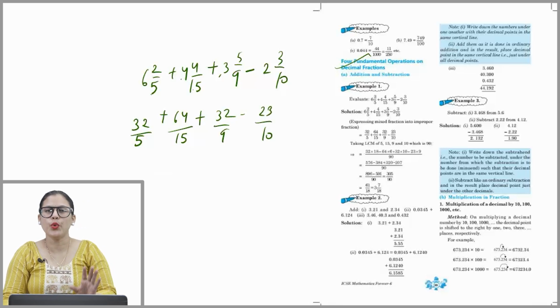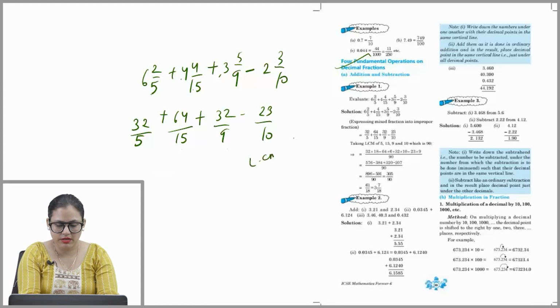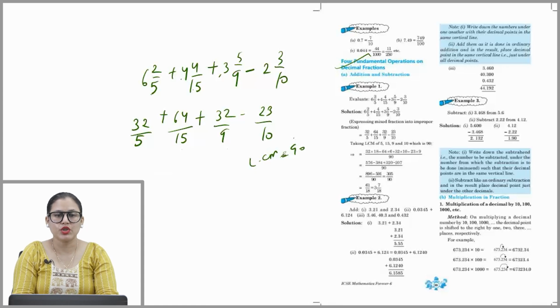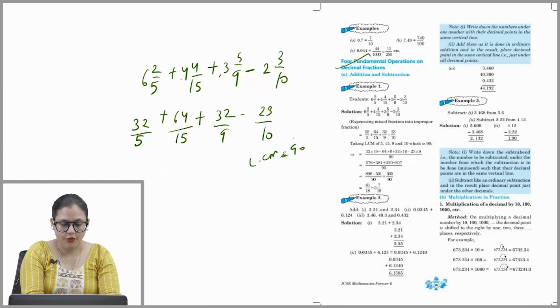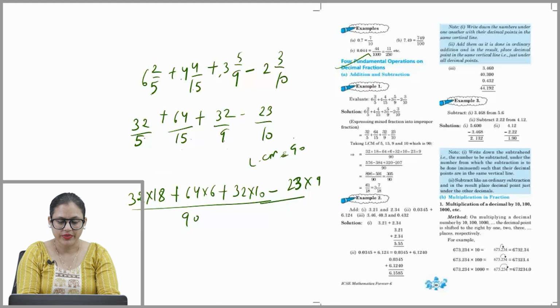Now we will take the LCM of 5, 15, 9 and 10, and the LCM is 90. Now we will make the denominator 90. For making 5 into 90, we have to multiply by 18, which means we will also multiply 32 by 18. Here we will multiply by 6, since 15 6s are 90. Here you will multiply by 10. Here you will multiply by 9. Now multiply them and write the answer.